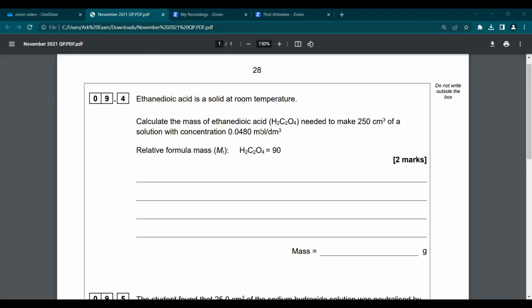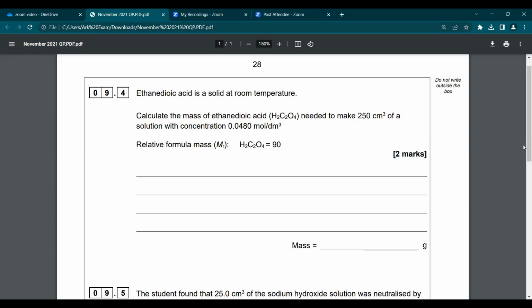It says ethane dioic acid is a solid at room temperature. Calculate the mass of ethane dioic acid, H2C2O4, needed to make 250 centimeters cubed of a solution with a concentration of 0.0480 moles per decimeters cubed. And they've also given us the relative formula mass of ethane dioic acid, which is 90. And this is a 2-mark question.